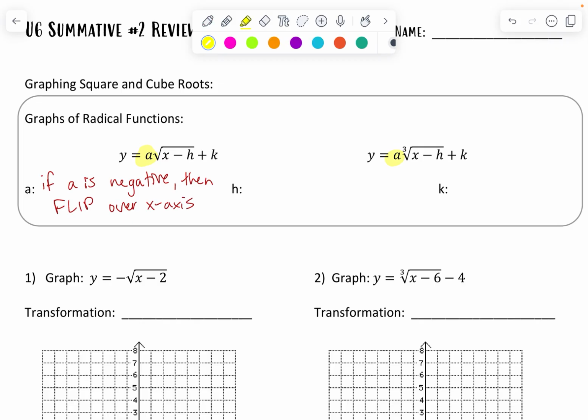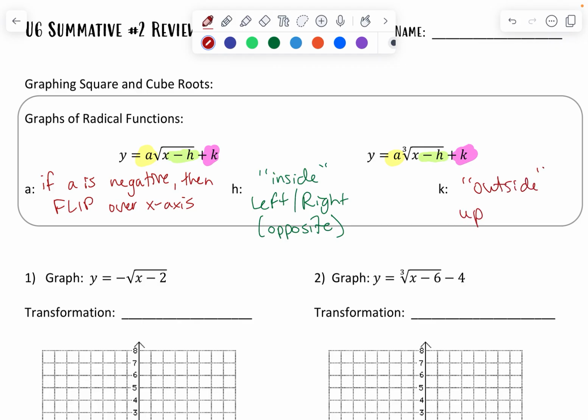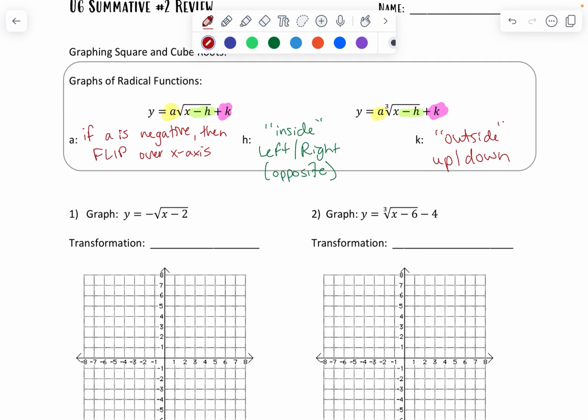Okay, the H is always inside the function, so like inside the root, and that tells you that your graph's either going to go left or right, but you always do the opposite. Okay, and then the last piece is the K, that's whatever is on the outside, so it's not in the root, and that tells you to either go up or down, and that you just do what it says. Okay, and again, if you need to pause me to write that down, go for it.